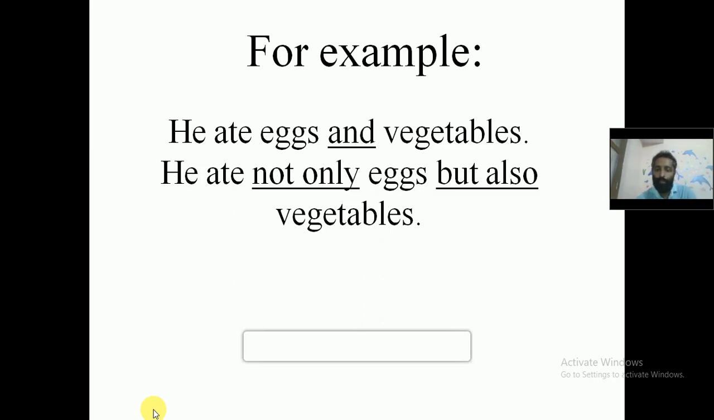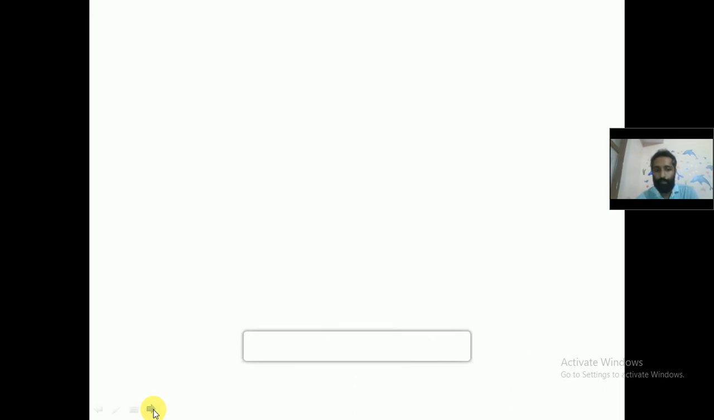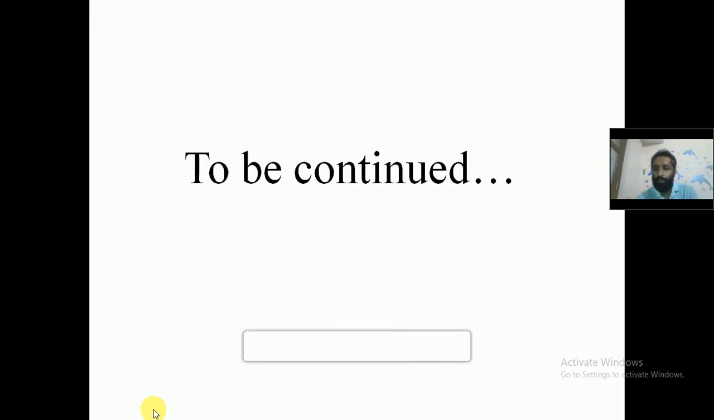Second example, both Ram and Anuj were excited. The affirmative sentence contains the words both and. So we'll have to use not only but also in the negative sentence. Not only Ram but also Anuj was excited. So these are the 3 rules that you need to understand. Before that, we have to understand what you mean by affirmative sentence and what you mean by negative sentence, and kindly go through these 3 rules once again and try to understand.